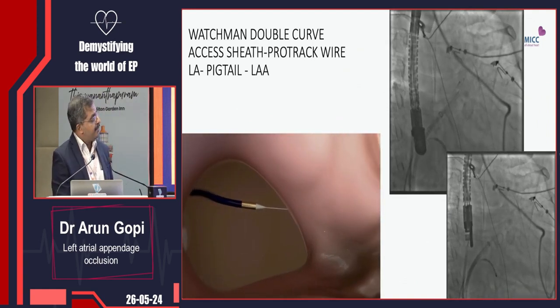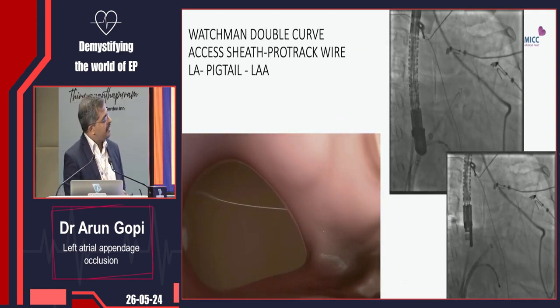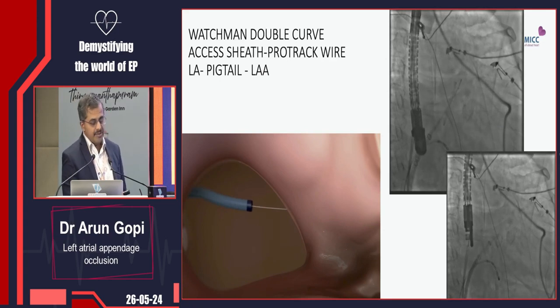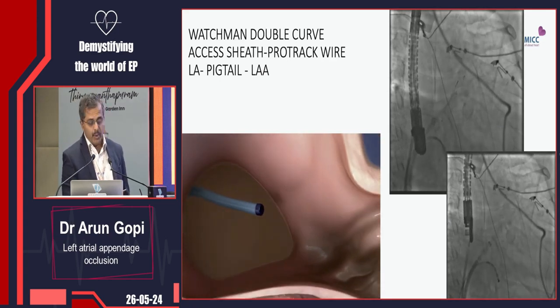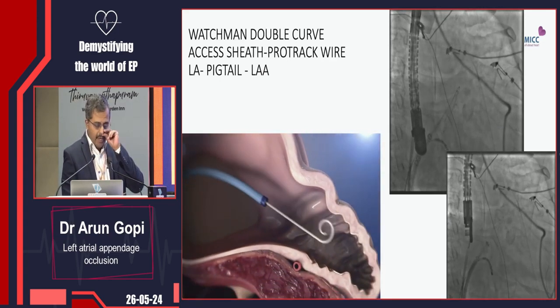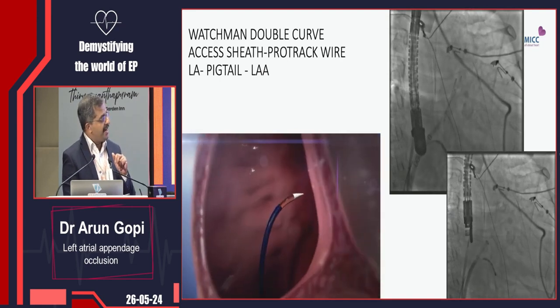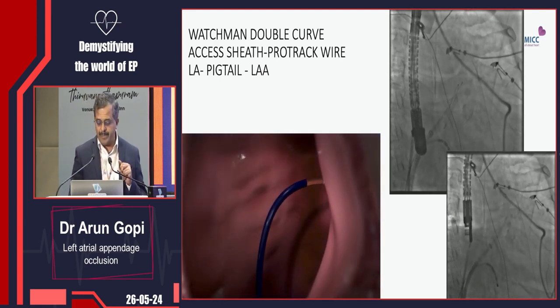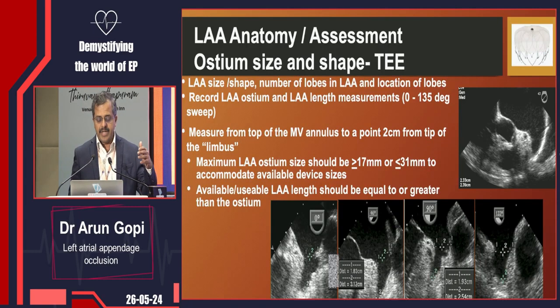So we take the transeptal axis, take this double curve sheath. This is the Watchman double curve sheath. This is the double curve sheath taken across the transeptal axis on a protract wire, which is your typical LAA wire. And we take in a pigtail to the left atrial appendage. You can see the pigtail going into the left atrial appendage. And we take in this catheter.